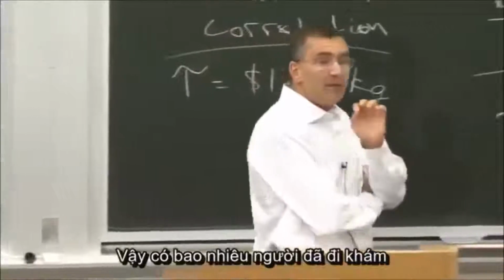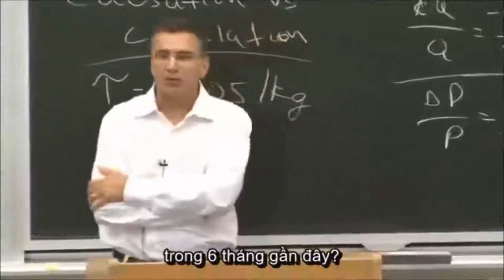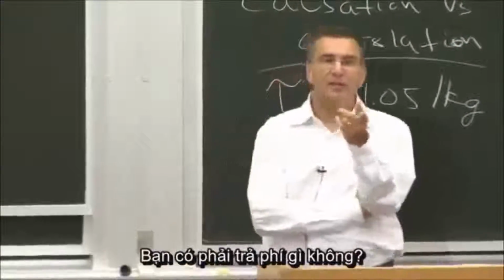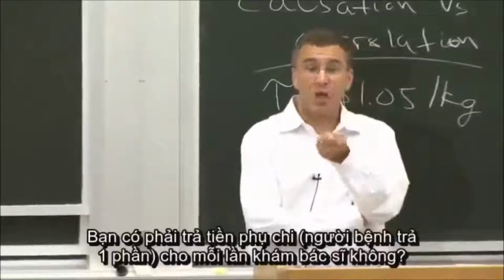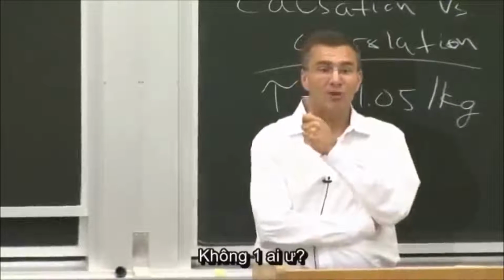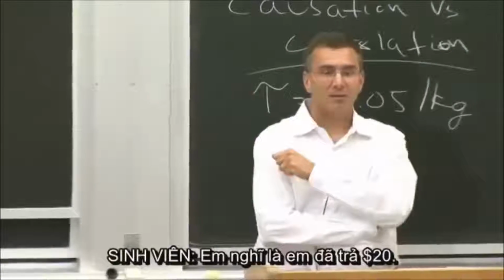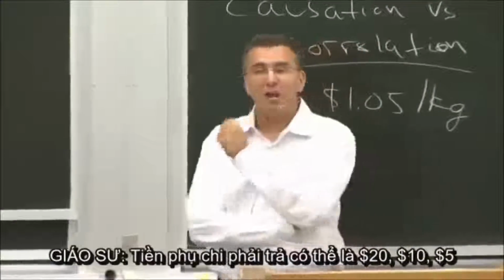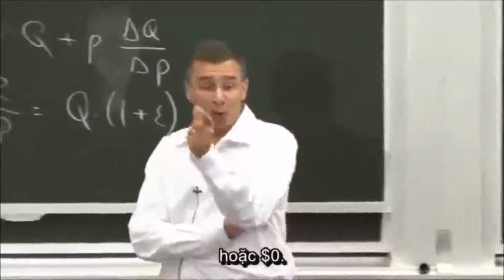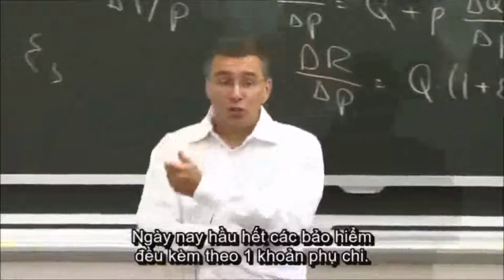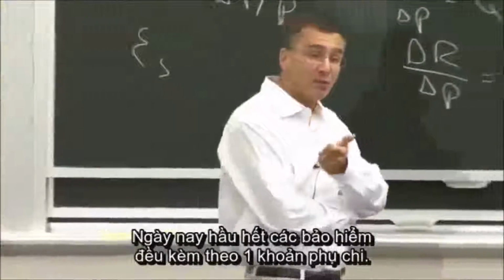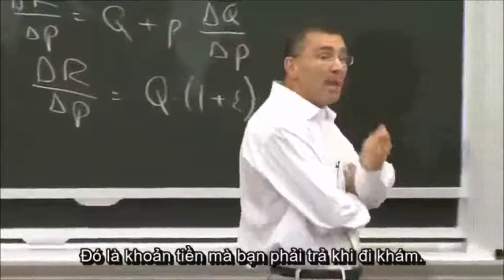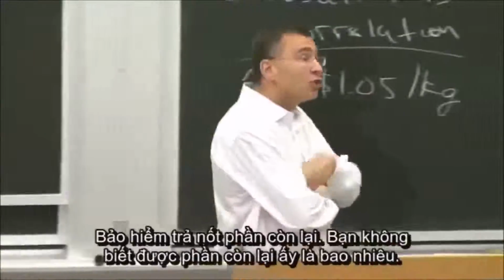So how many people have gone to the doctor in the last 6 months? Did you have to pay something? How much did you pay? Did you pay a co-payment? No? None of you? Yeah, how much did you pay? $20, $10, $5. That's what's called a co-payment, or zero. Most insurance these days has co-payments. A co-payment is what you pay when you go to the doctor. Insurance picks up the rest.